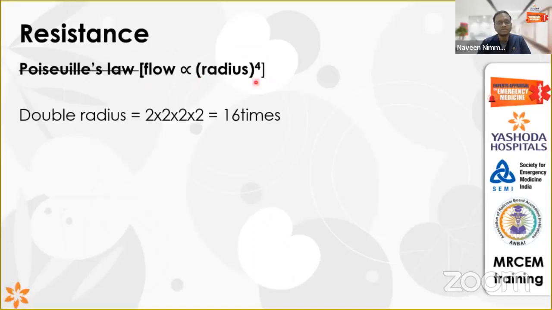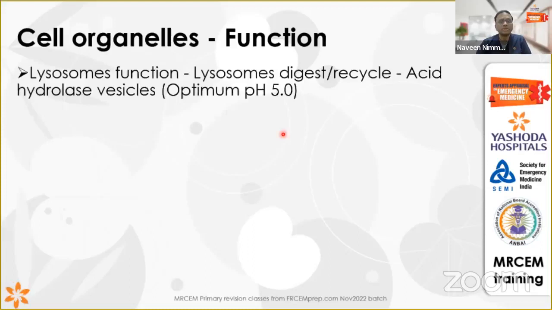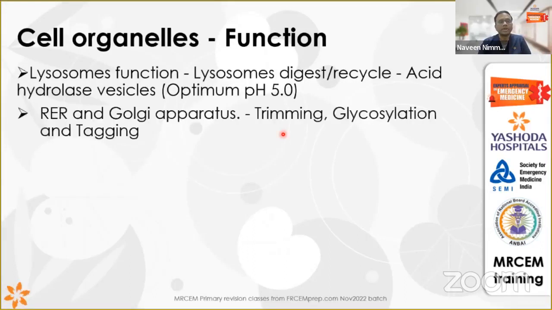So rough endoplasmic reticulum and Golgi apparatus are concerned with the trimming, glycosylation and tagging. That means post-translational processing of the proteins, whereas the Golgi is going to deliver proteins to the destination. Smooth endoplasmic reticulum is concerned with calcium storage and lipid production. Mitochondria: energy, calcium balance and signaling, and heat production.